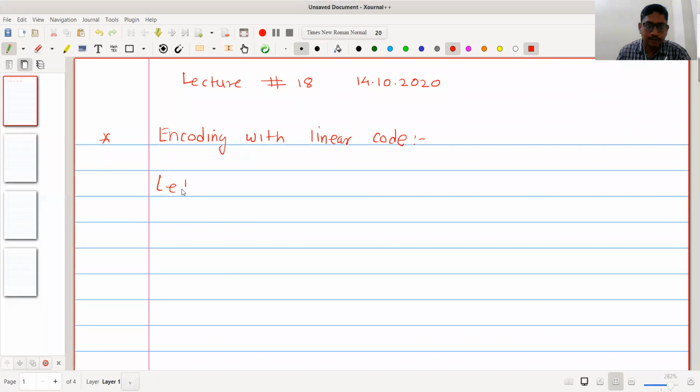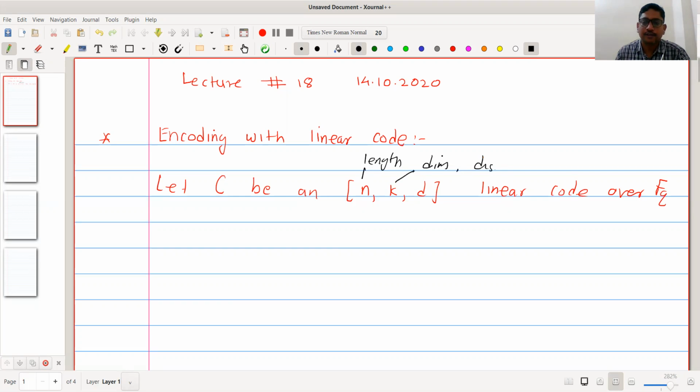Let capital C be an [n, k, d] linear code over Fq. What does it mean? It has length n, dimension k, and distance d, and it is a vector space over the field Fq.